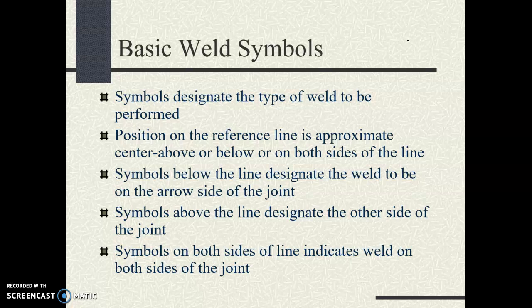So we are going to attach weld symbols to our reference line. And if that symbol gets added below the line, that is going to be considered the arrow side. And if the symbol is put above the reference line, that is the other side. Or if we have symbols both above and below, then that means the weld goes on both sides of the joint.